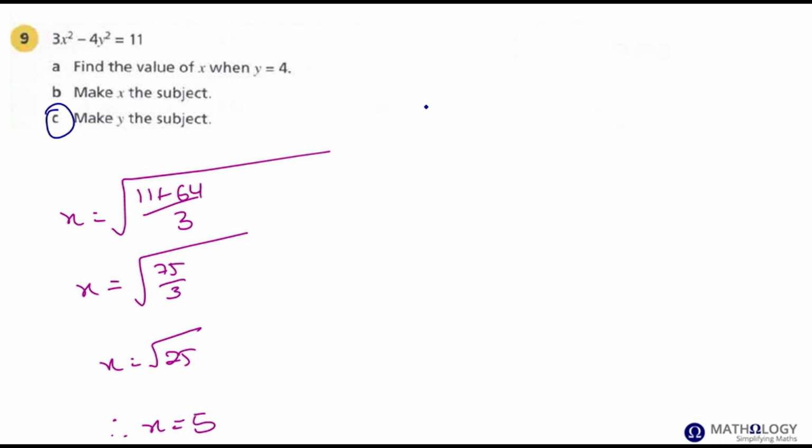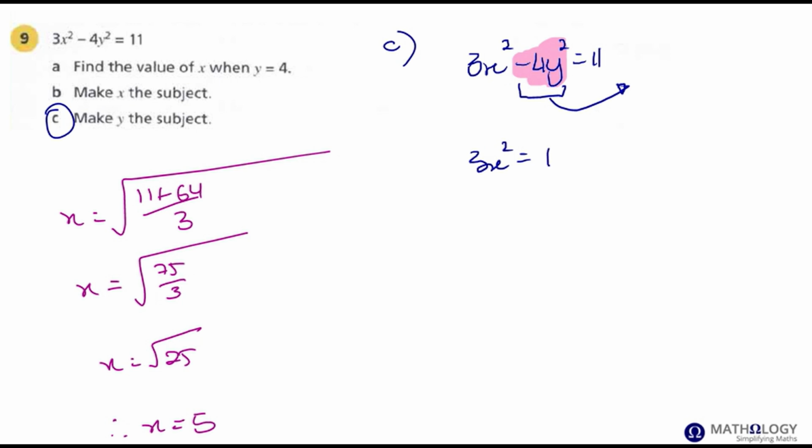And finally we want to make y the subject. So the term that contains y is minus 4y squared. So anything that is not part of that term, we're just going to move across to the other side. Now just bear in mind that minus 4y squared is negative, so we want to make that a positive term. So we're going to take this term across to the right hand side. So 3x squared equals 11 plus 4y squared.